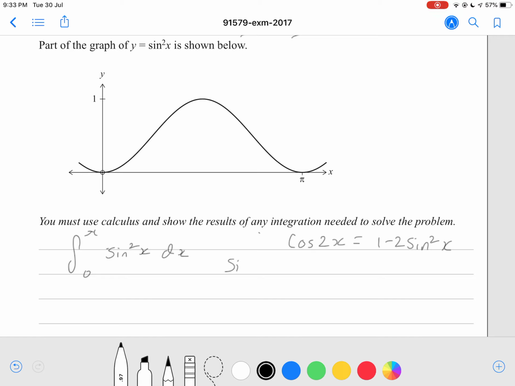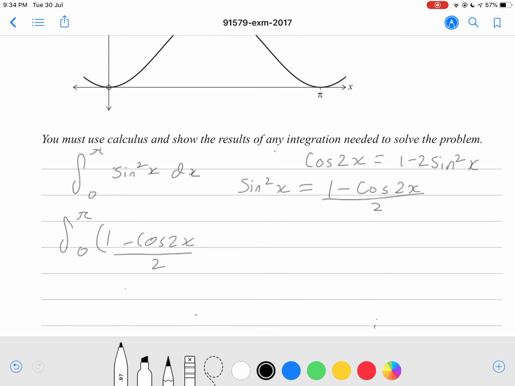So you should find that sine squared x equals 1 minus cos 2x divided by 2. If you rearrange, that's just basic algebra: moving the 1 across and then dividing by -2. That gives you sine squared x equals 1 minus cos 2x divided by 2. So now you can rewrite sine squared x in your integral, and your integral becomes 1 minus cos 2x divided by 2 dx. Now this is a lot easier to integrate.